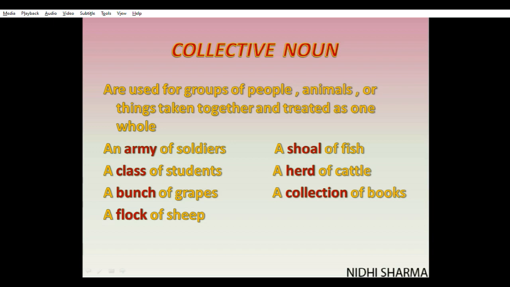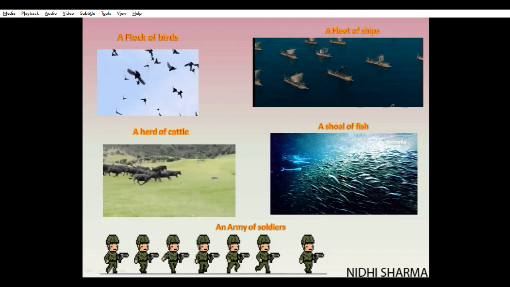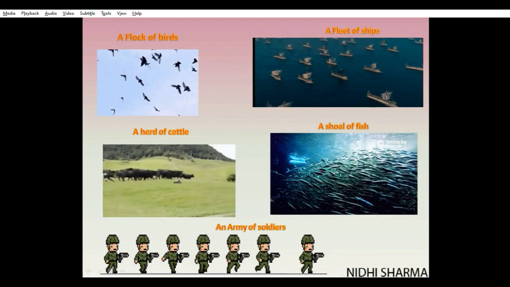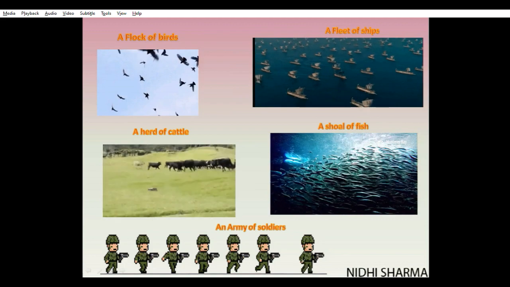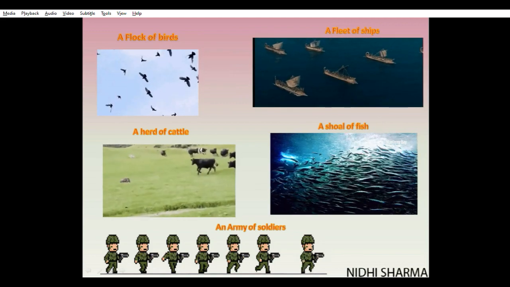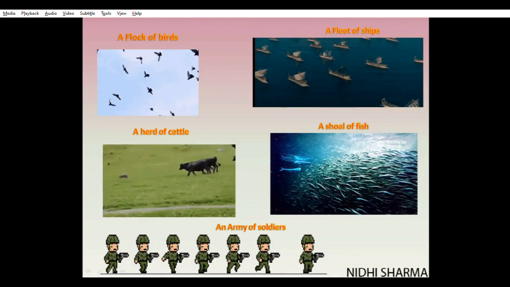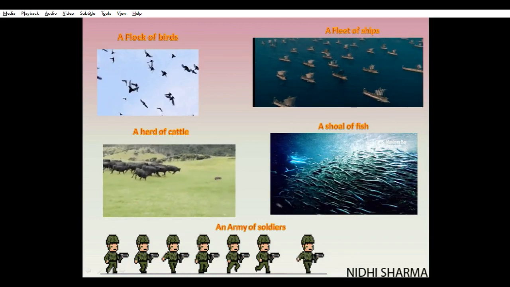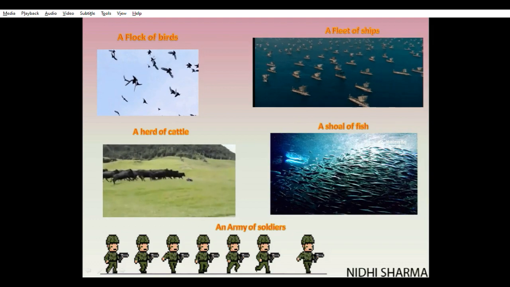Now let us see some more collective nouns. A flock of birds, you can see a flock of birds here, birds together. A group of birds is there, so it is called a flock of birds. A fleet of ships, so many ships you can see here, so it is a fleet of ships. A herd of cattle, so many cattle together, it is a group of cattle, so it becomes a herd of cattle. A shoal of fish, an army of soldiers. All these are collective nouns because they are considered as one unit in a group.